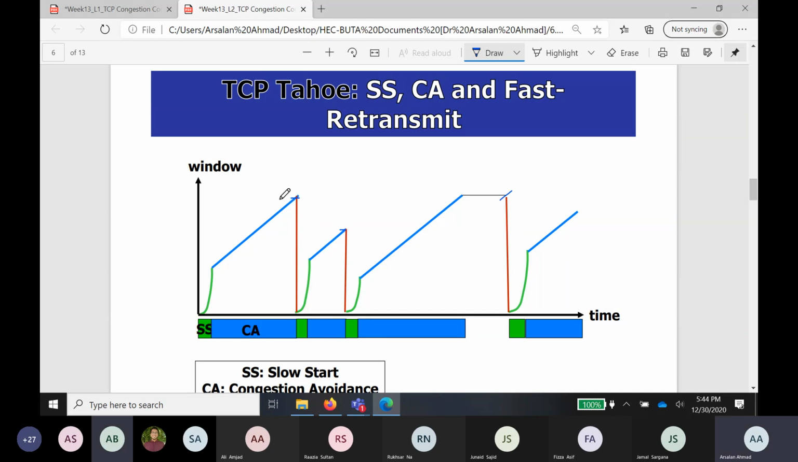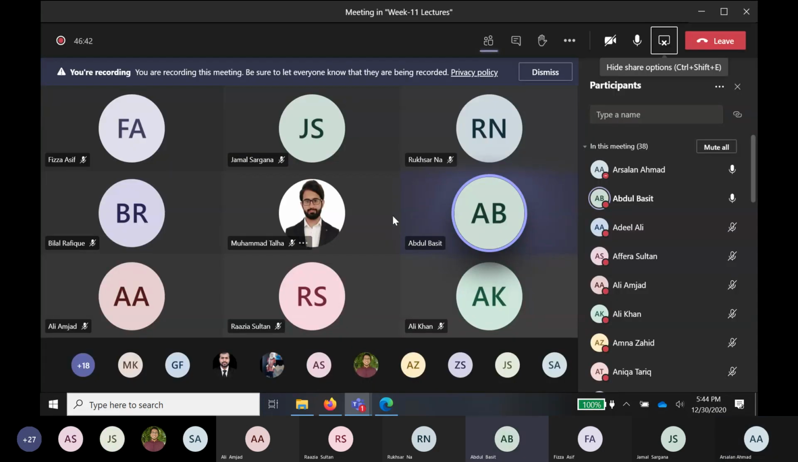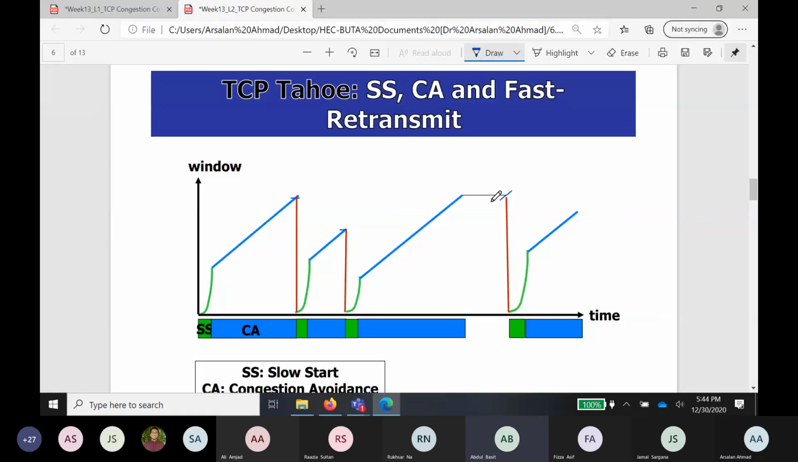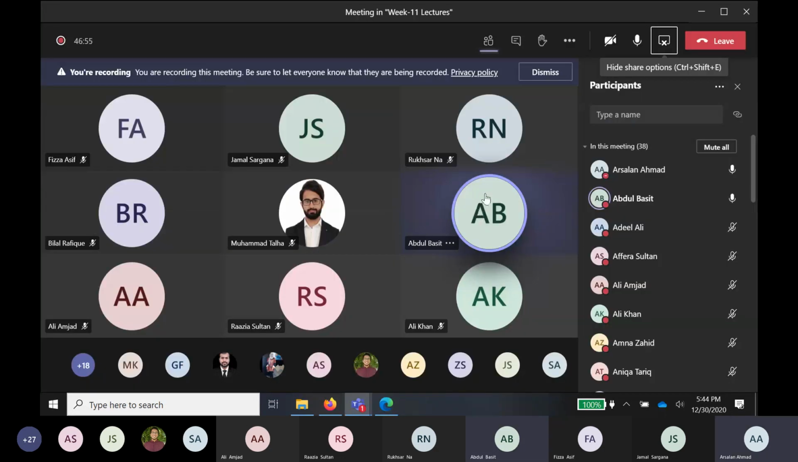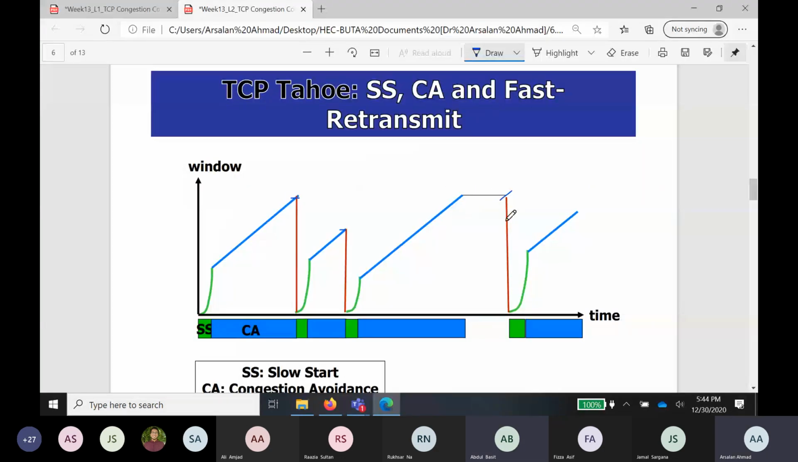Yes sir, the third one happened because of triple duplicate ACK, and the first and second happened because of segment loss. Abdul Basit, thank you for the answer and for participating. All agree, Ji?